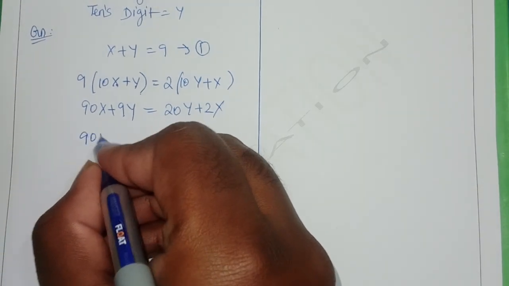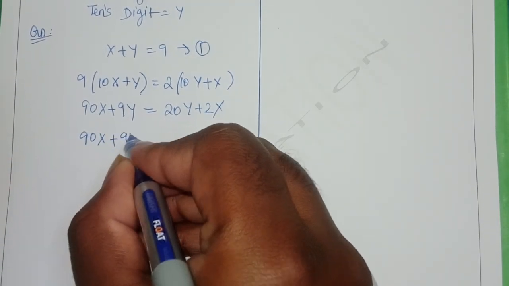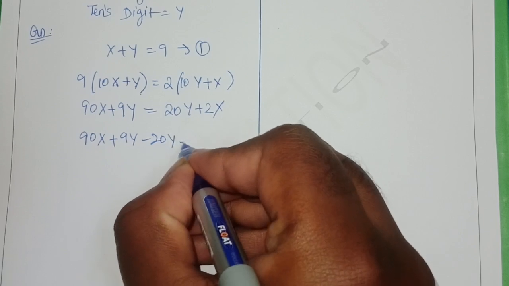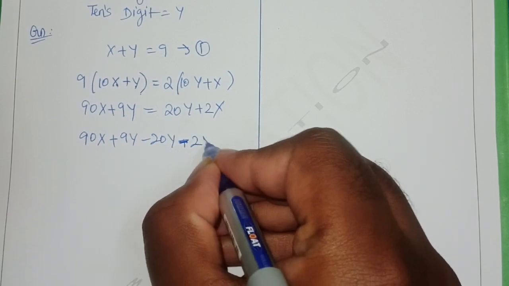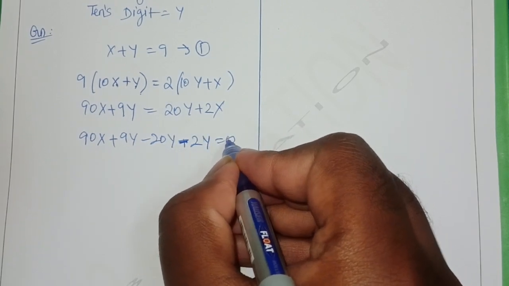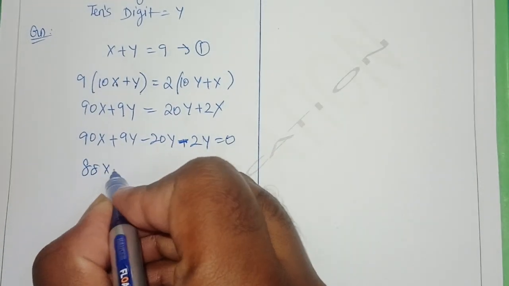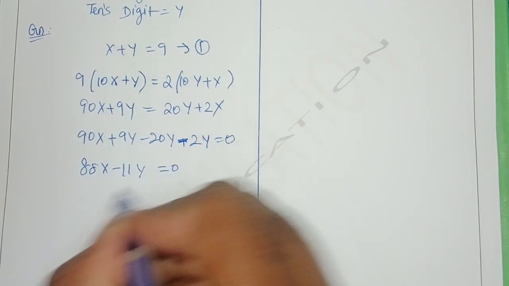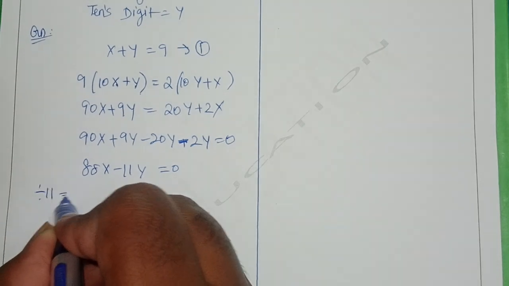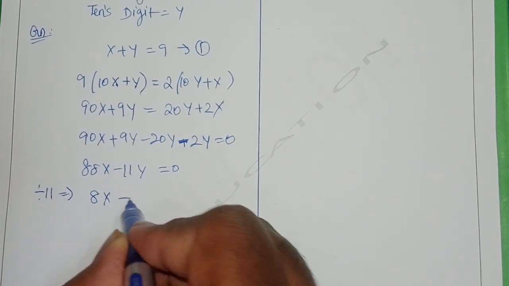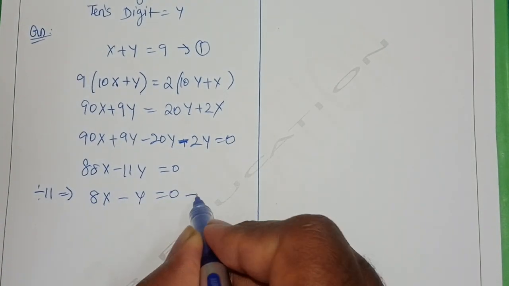After getting all the elements onto one side, it becomes 88x minus 11y equal to 0. Therefore there is a common element 11. Dividing by 11, 8x minus y equal to 0. This is equation number 2.